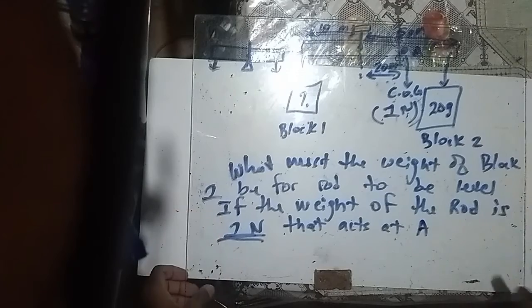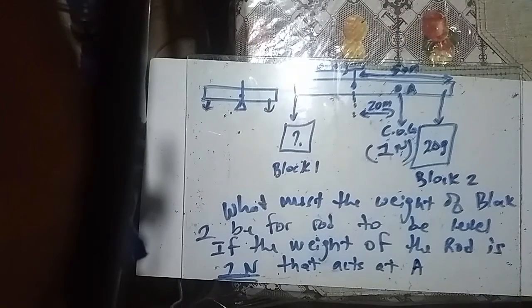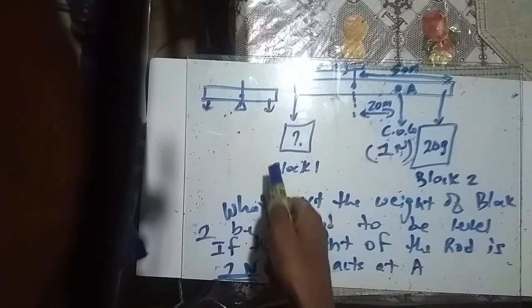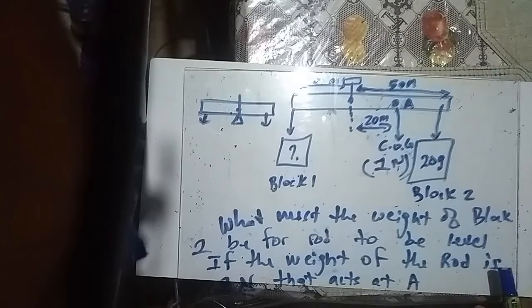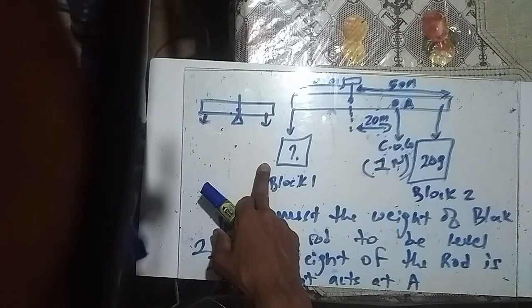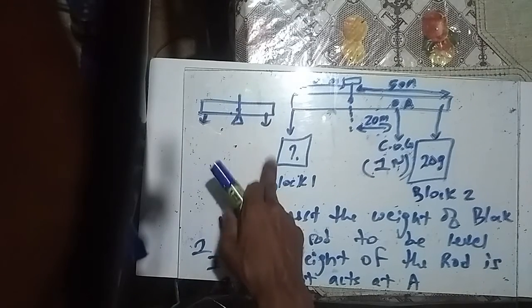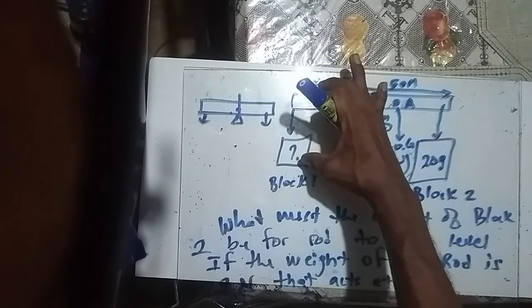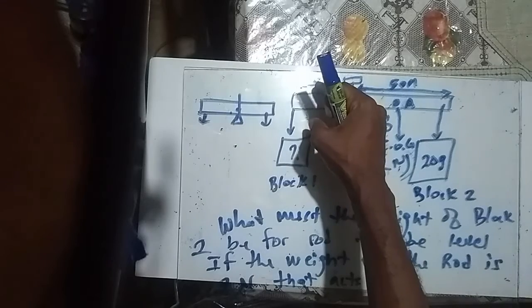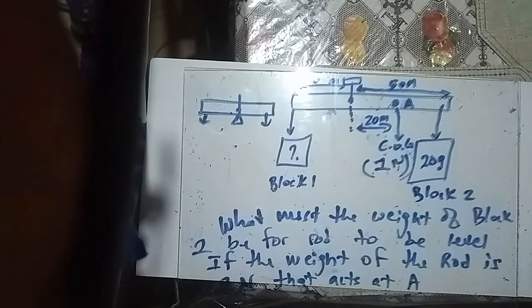Now let us observe the question. We know that block 1 has a weight, which is what they want to find, and which is also a force. They want to know the force. And the weight of a block, which is a force, is 10 meters away. So that means if we have a force and a distance, I can calculate a moment there.